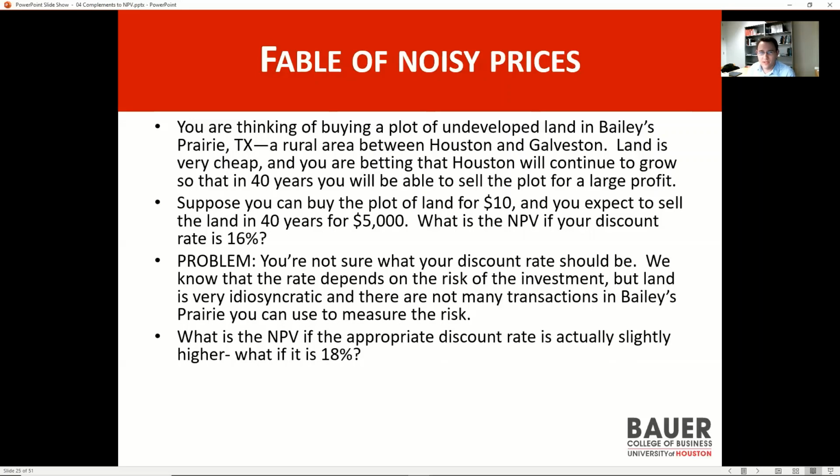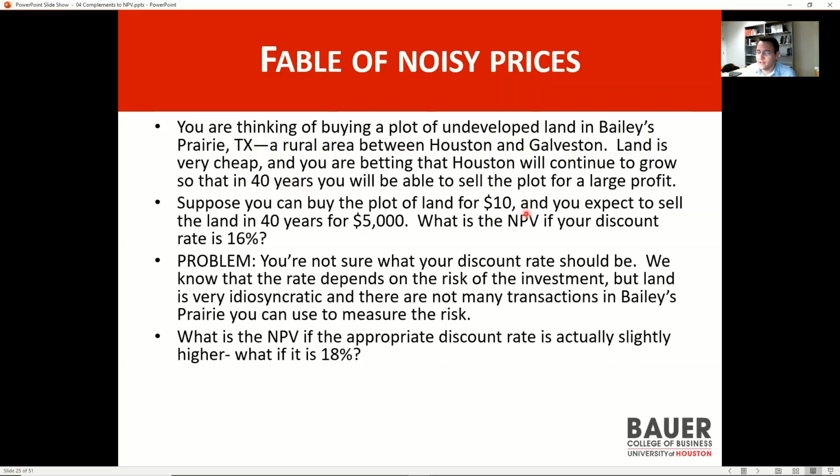You don't know what the expected return is on something like land, for example. So in this case, you're going to develop some land in Bailey's Prairie, Texas. It's like halfway between Houston and Galveston. You think that land is very cheap. You buy it now, and in 40 years, you're going to make a huge profit off of it.